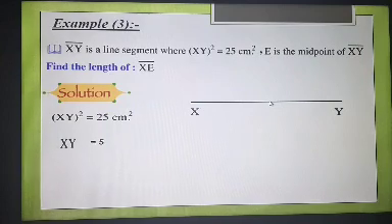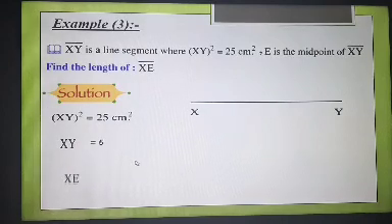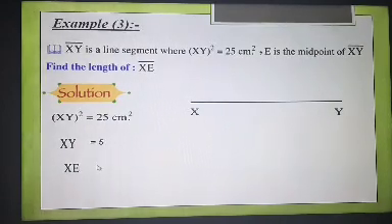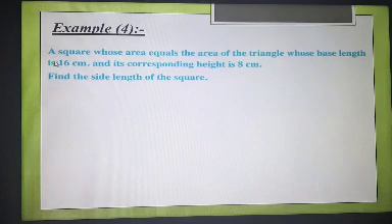هي فين؟ هي الميد بوينت، يعني ده معناه ان XE هو half the length of XY. So the length of XE will be what? 5/2 اللي هي هتديني 2.5. برافو عليكم. تعالوا نشوف example كده تاني مع بعض.